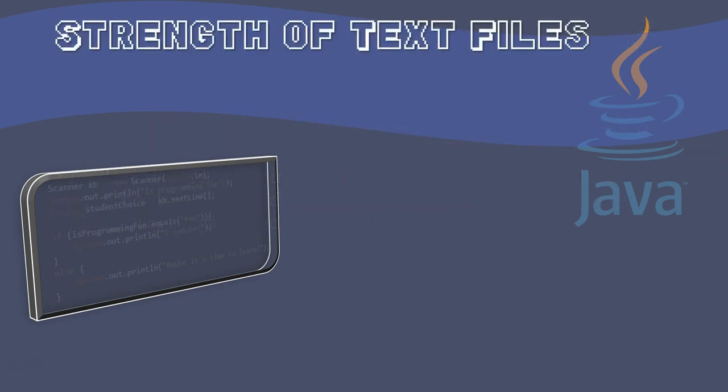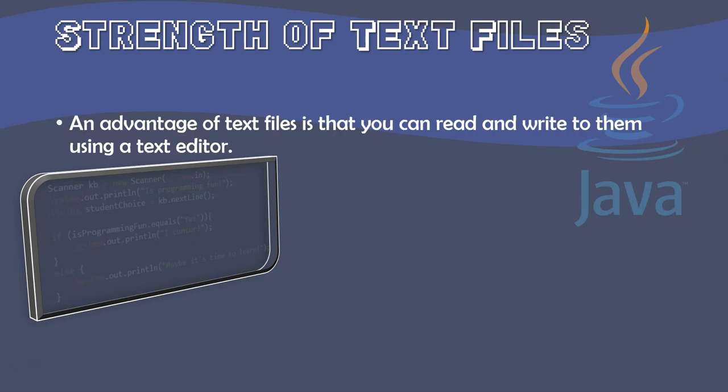Now, there are strengths and advantages of both types of files. Let's start first with text files because that's one that's a little bit easier for us to understand. An advantage of text files, of course, is that we can read and write to them using a text editor. For example, if I have a script and I don't want to fire everything up, I can just go ahead and go to that text file, open it up, make some quick changes, and off we go.